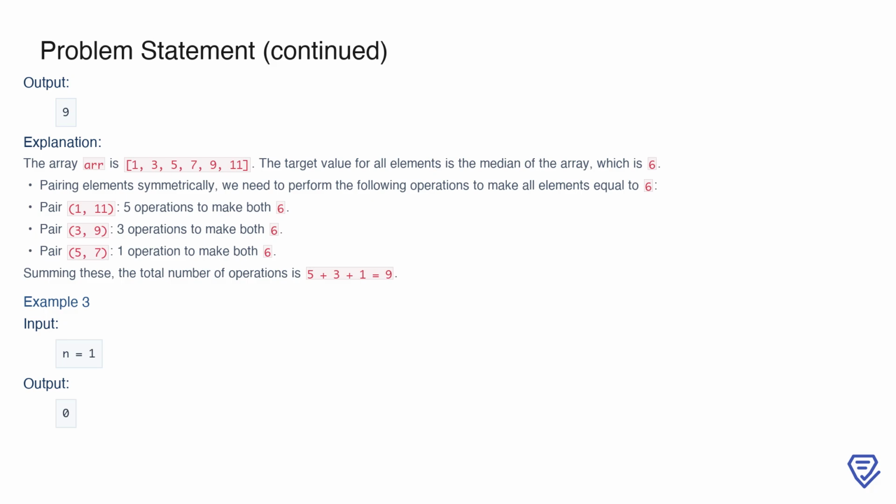For the pair 1, 11, it takes 5 operations to bring both values to 6. For the pair 3, 9, it takes 3 operations. Finally, for the pair 5, 7, it takes 1 operation. Adding these together, the total number of operations is 5 plus 3 plus 1 equals 9. Thus, the minimum number of operations required when n equals 6 is 9.